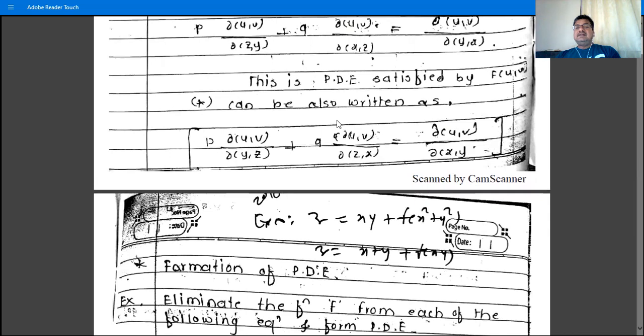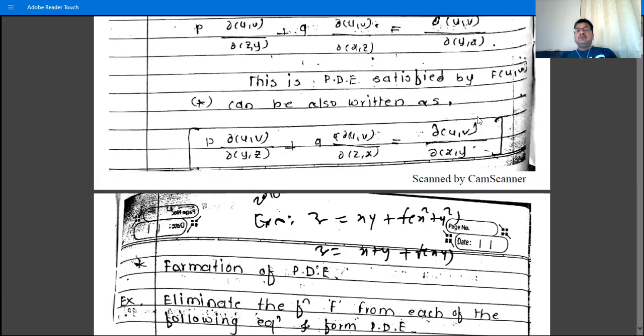We have this, and this is the partial differential equation satisfied by f of u, v is equal to 0, which can be written as this. So this is the partial differential equation of this equation f of u, v is equal to 0. The equation generates this partial differential equation.